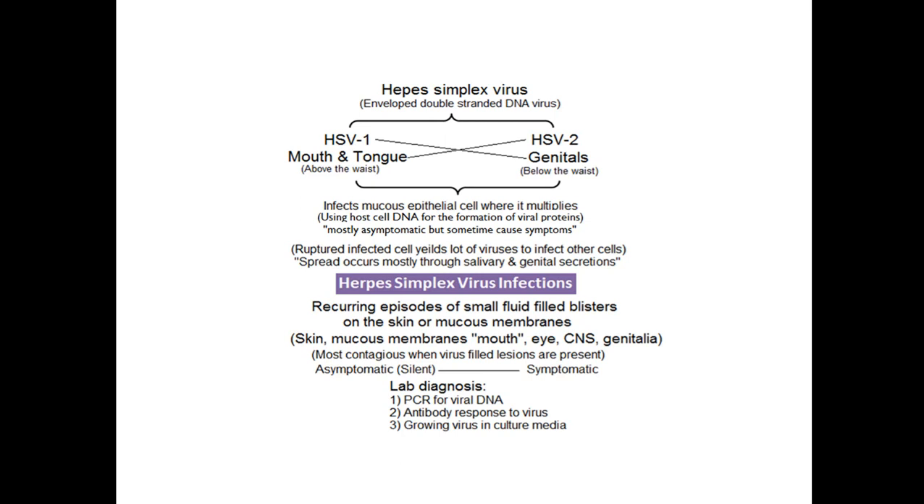mostly the route of infection is through salivary and genital secretions, and there may be recurring episodes of small blisters which are filled with fluid containing the viruses, and most commonly it affects the skin and the mucous membrane, and the virus can infect the eye, central nervous system, genitalia, and other organs, and particularly the central nervous system involvement is very dangerous, and it can even lead to septic shock.